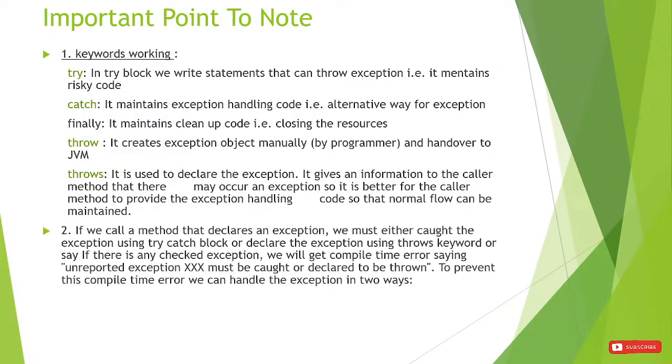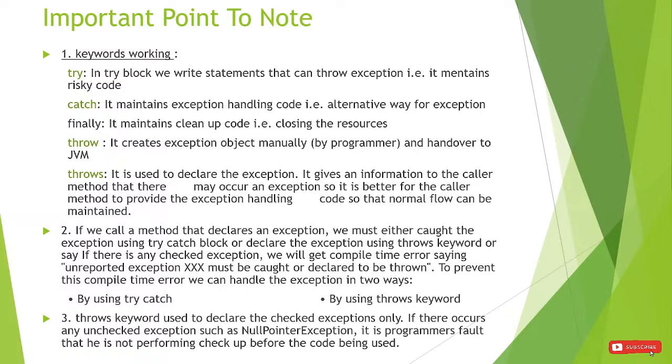Which means if we call a method that declares an exception, we must handle it. If you are not handling the exception, it will say unreported exception, or it will say the unreported exception must be caught or declared to be thrown. So for that you have to use the try catch block to handle that exception first. After that you can easily use that method. Okay, simply we will take this example now.